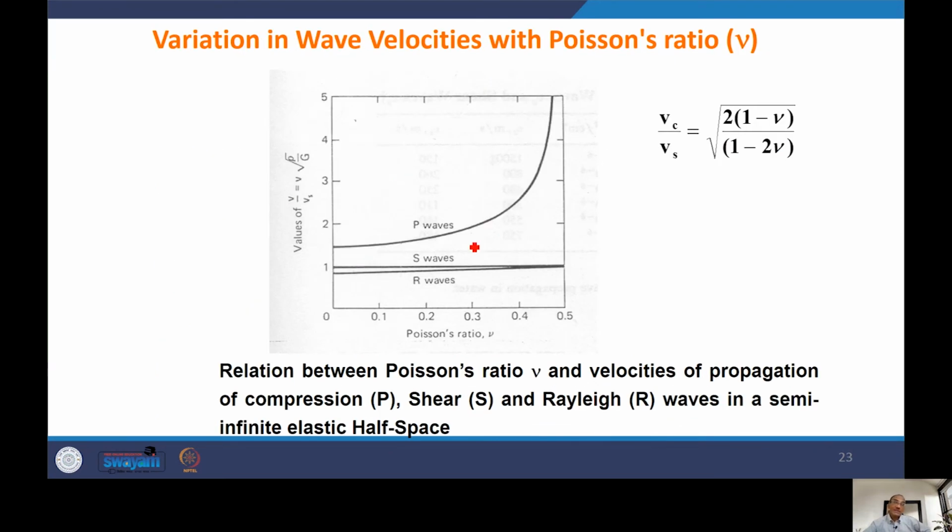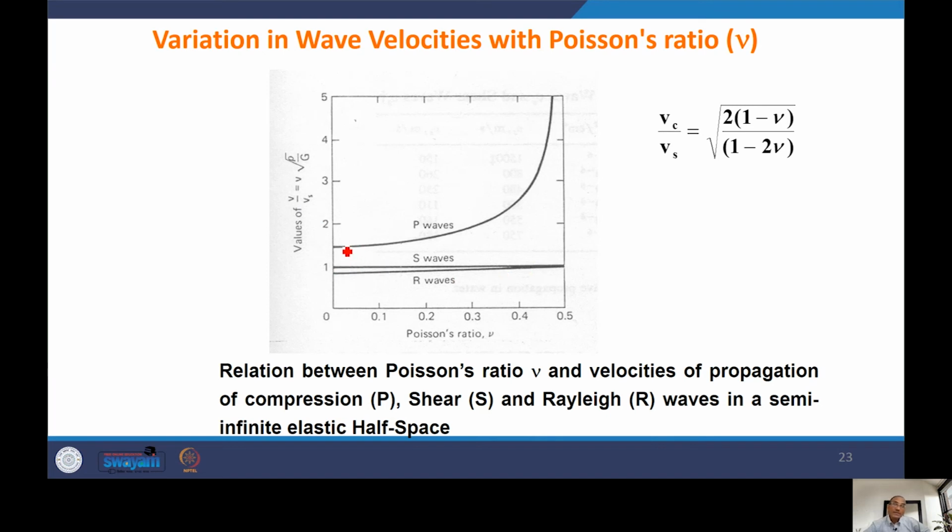Now let's discuss the ratio of the different wave velocities, and how this varies with Poisson's ratio. You know the value of Poisson's ratio varies from 0 to 0.5. So here, what is given in this figure is the ratio V by Vs, where V could be P, or it could be S or R. Naturally, when V equals S, then Vs by Vs will be 1, irrespective of the Poisson's ratio. So this line is unity.